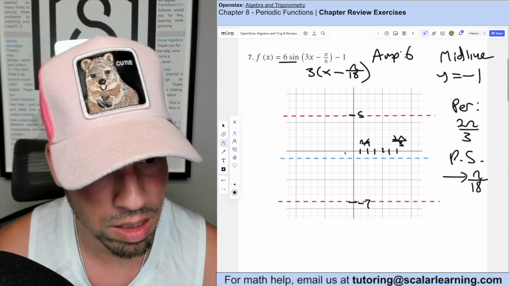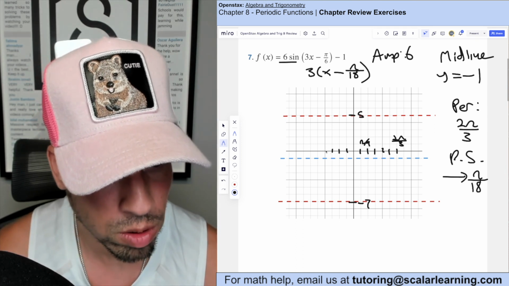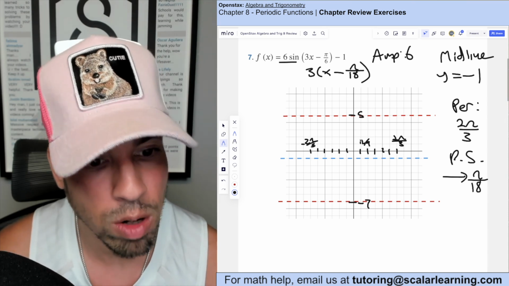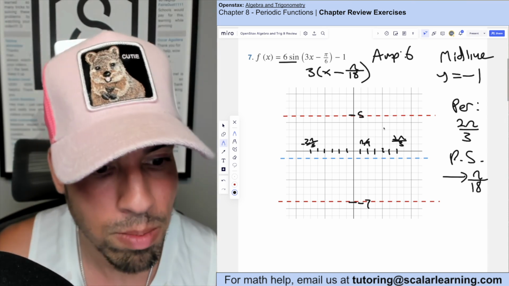So that's beautiful because I can do the same going back, right? 1, 2, 3, 1, 2, 3. Here's -2 pi thirds. Now I have enough runway to do 2 periods. So now we can begin, okay?